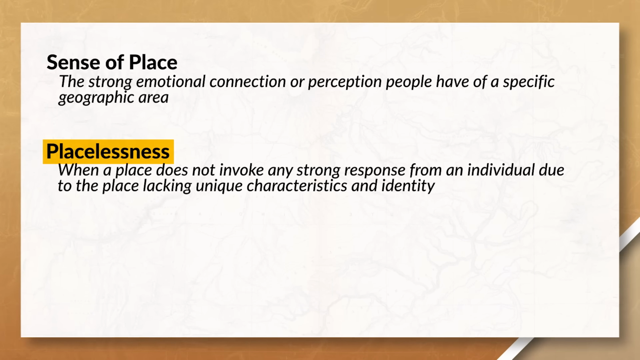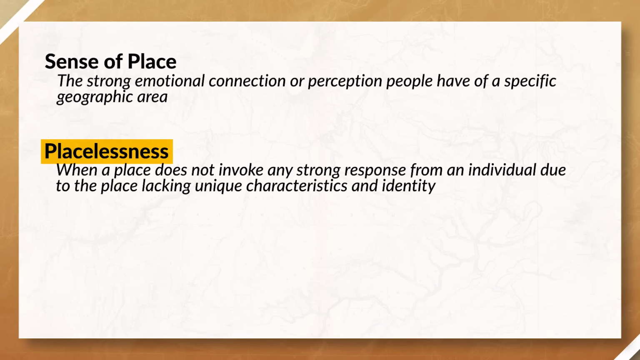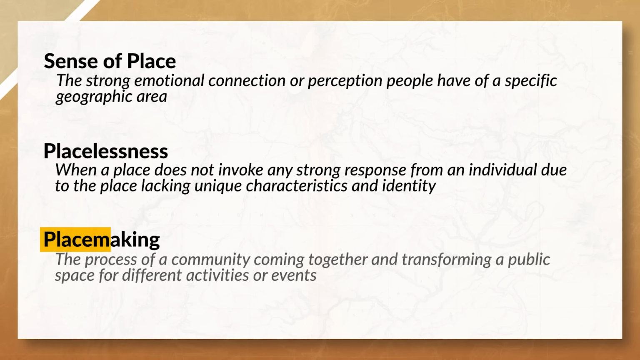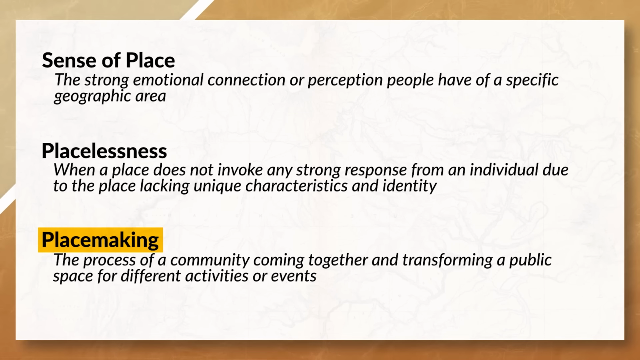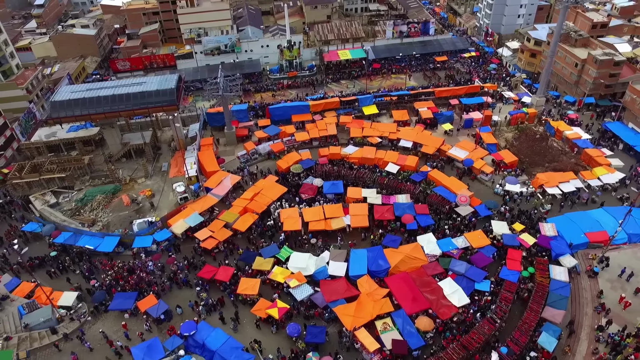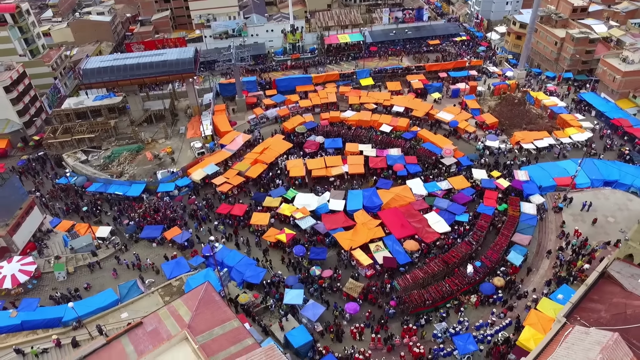Now, we can also see how regional patterns of language, religion, and ethnicity can lead to a concept known as placemaking. This is when a community comes together and transforms a public space for different activities or events. Placemaking promotes community and social interaction between different people in a society. It can range from anything such as a community garden to community events such as fairs or festivals.